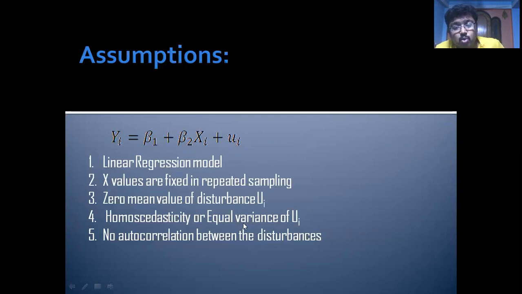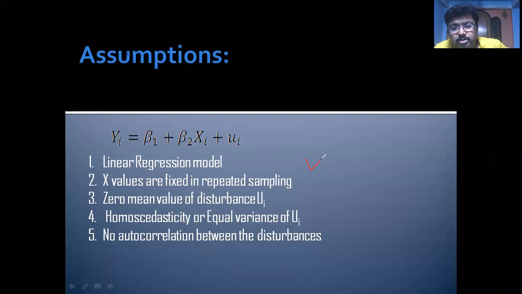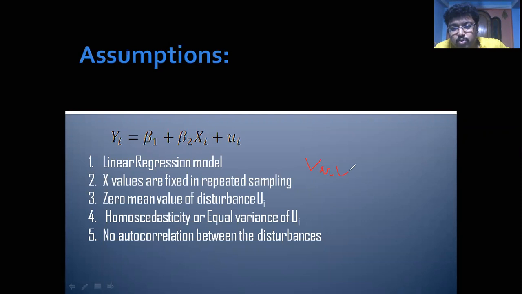And then homoscedasticity, or equal variance of ui. Variance means the expectation of ui minus the expectation of ui, whole square. Okay, this is the variance. Suppose I am writing here: the variance of ui is equal to the expectation of ui minus the expectation of ui, and then there is a whole square.